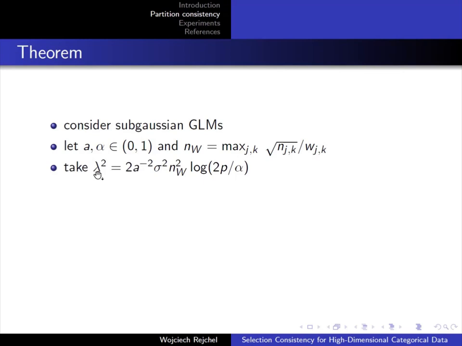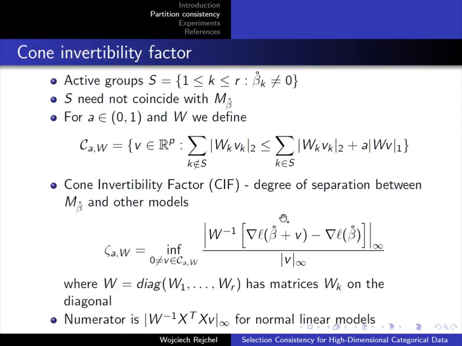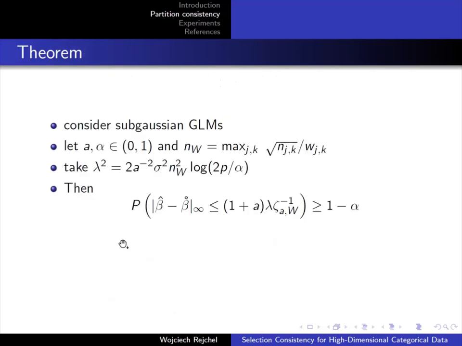If you take your tuning parameter as follows, here we've got sigma squared, here we've got N_W squared, here we've got the logarithm of p as usual. Then you can prove that with high probability, if your alpha is small, then this probability is close to 1. Your estimation error, the difference between group lasso and your true parameter in the infinity norm, is smaller than some number times the tuning parameter times the inverse of the cone invertibility factor. Okay, so this is the main result.